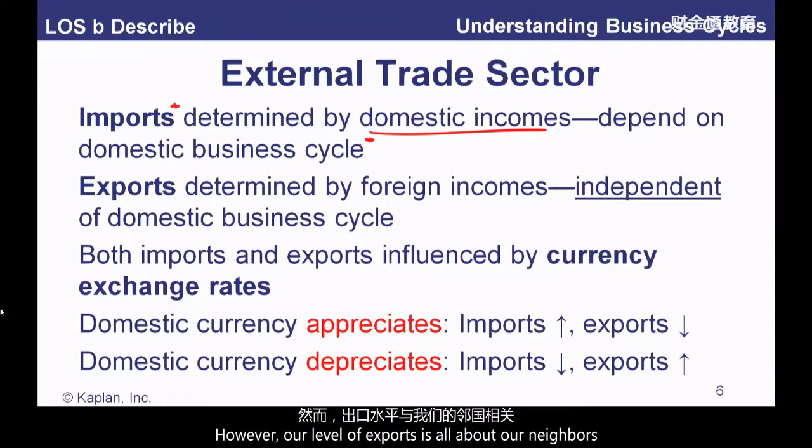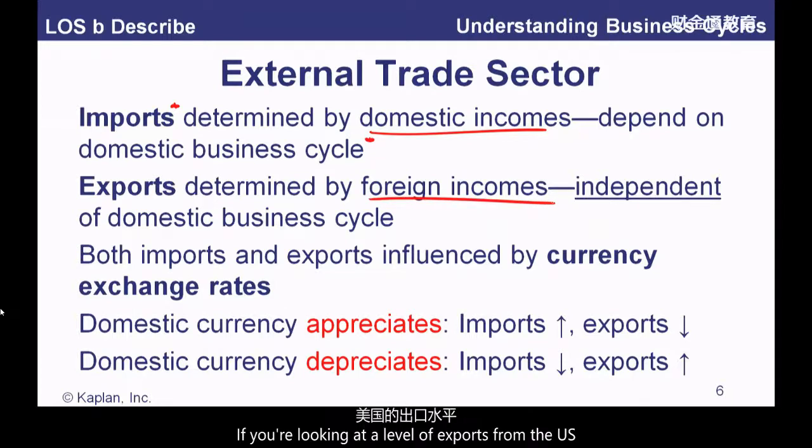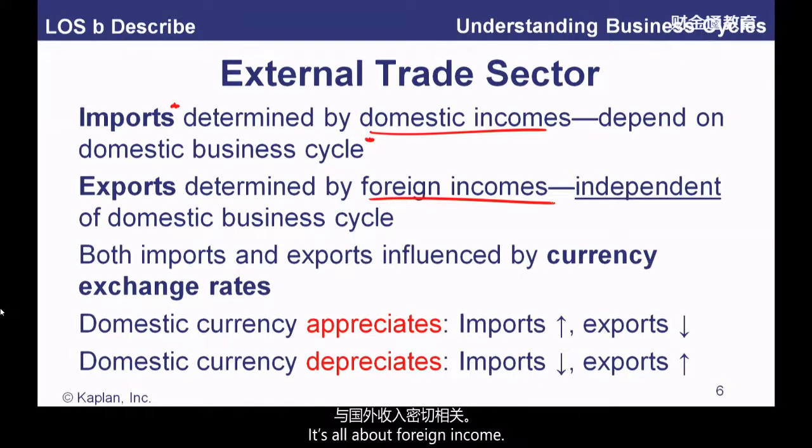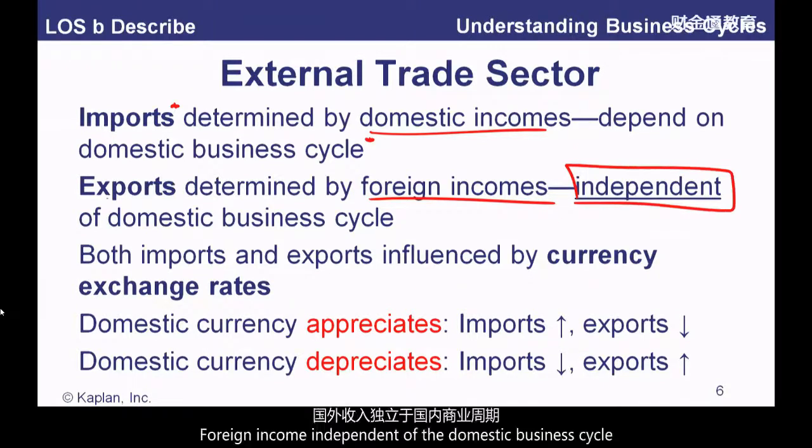However, our level of exports is all about our neighbours. So if you're looking at the level of exports from the US, that is going to be dictated by Canada, Mexico, Europe, Asia, and so on. It's all about foreign income. The key point, therefore, is that exports are independent of the domestic business cycle.